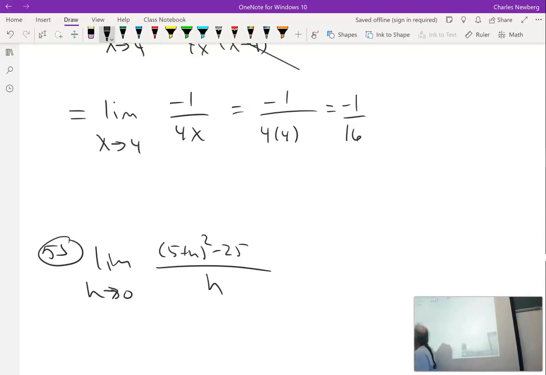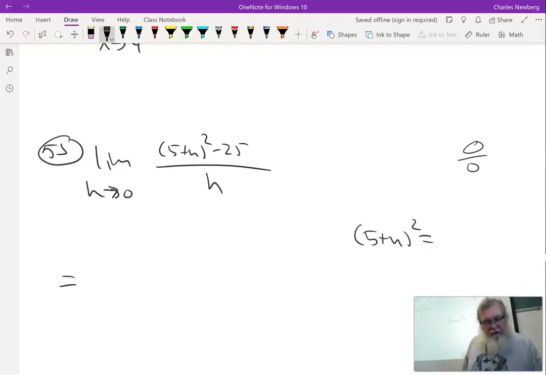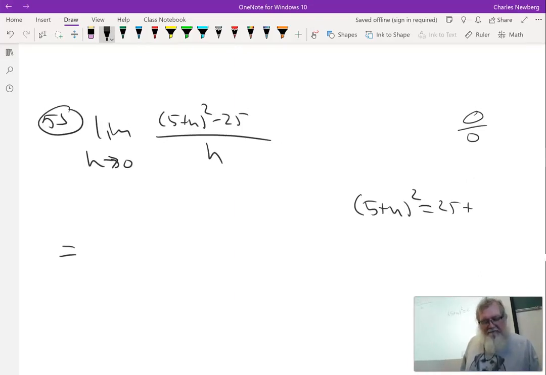When we put in 0, in the numerator we get 5 squared, which is 25. What's 25 minus 25, class? 0. And the denominator is 0 as well. What form do we have? 0 over 0, which says, hey, do some algebra. Well, there's not a lot of algebra to do, but we could square this out. And when we square this out, you're going to get 25 plus 10h plus h squared.